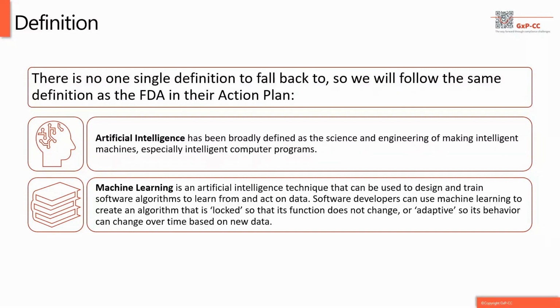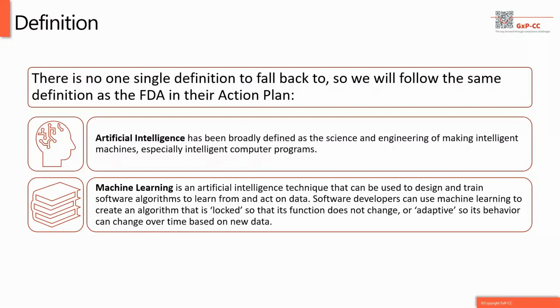So let's look at machine learning instead. Machine learning is an AI technique to design and train software algorithms so they can learn on data and act on data. And there are two ways to do this. One is to have a static algorithm coming out of it, where the algorithm is locked offline, or you have an adaptive algorithm coming out of it, which will learn over time and keep learning. We'll see later that the adaptive way is currently not really supported by the regulatory framework.